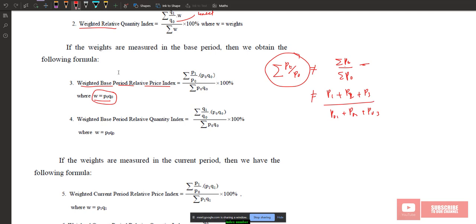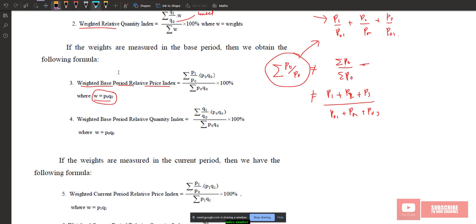So this one is equal to P1 divided by P01 plus P2 divided by P02 plus P3 divided by P03, right? So this one means price for commodity number 1 current year divided by price for base year commodity number 1. So for each index number you add, right? It's not adding all the prices for the current year together divided by adding all the base year prices together, right?